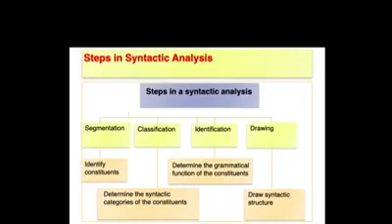Also, you need to determine the grammatical function of the constituents. For each constituent, you need to know what it stands for. As I said, is it an article, a determiner, a pronoun, a preposition, a complementizer? What is it exactly? And then you start drawing the tree. After that, you draw this syntactic structure.